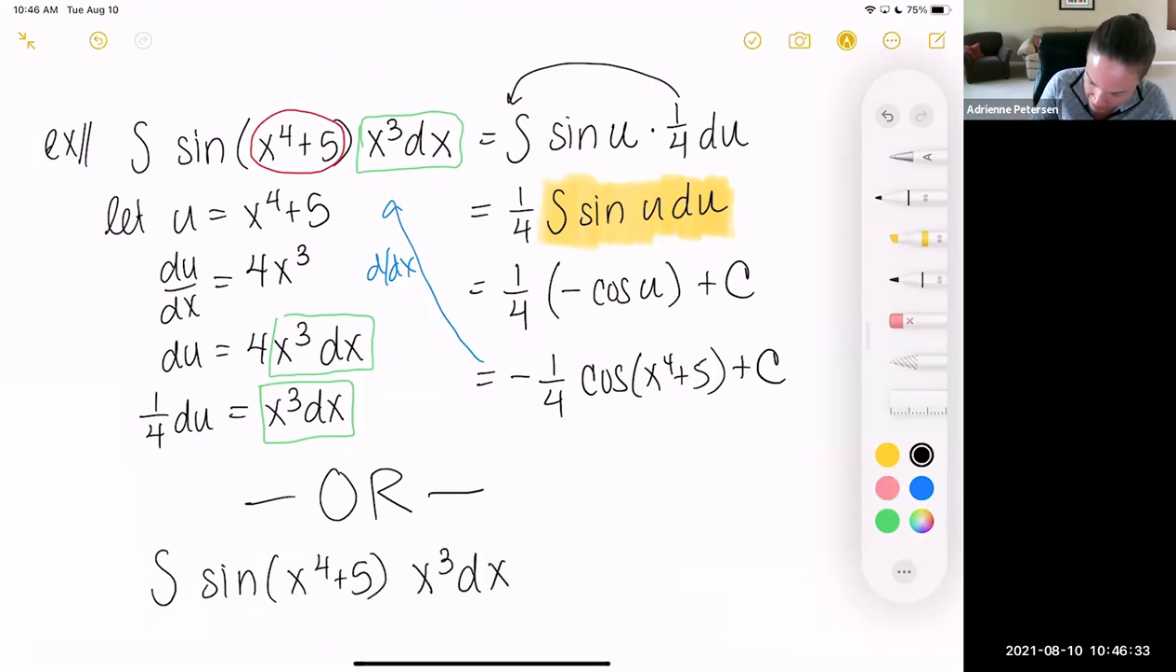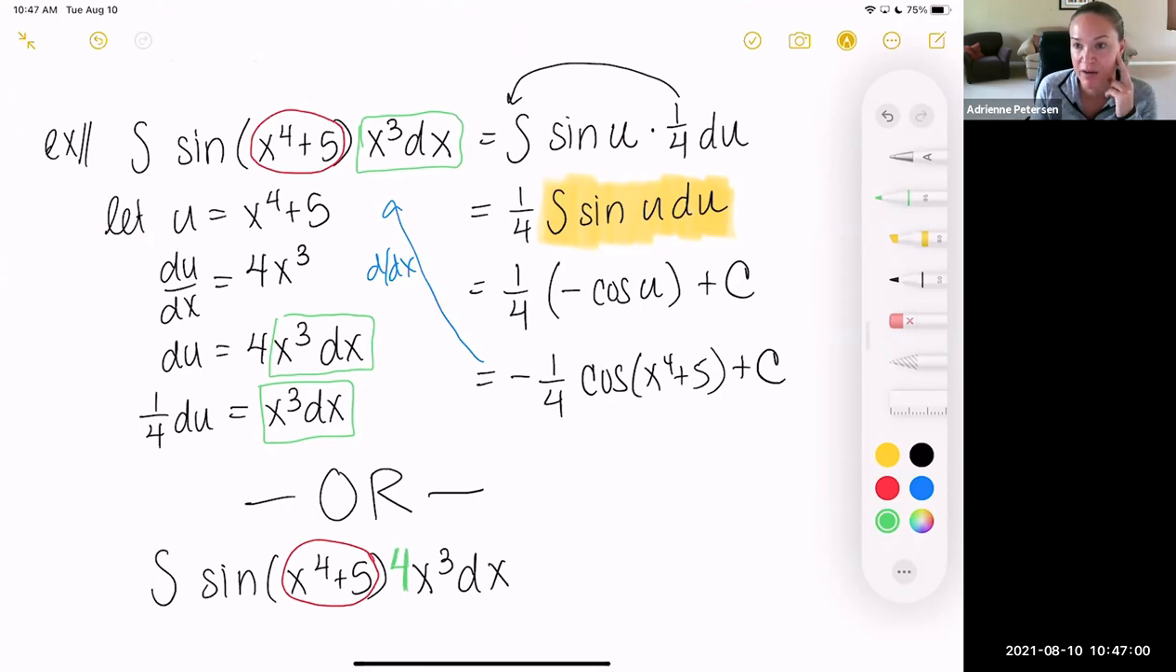So we already identified right off the bat that this is the inside function. What I know is that in order for this reverse chain rule to work, I need to have the derivative of the inside. So the derivative of the inside is 4x cubed. Well, looking at this integral, I only have x cubed. So in my head, what I would do is tell myself I need a 4 here.